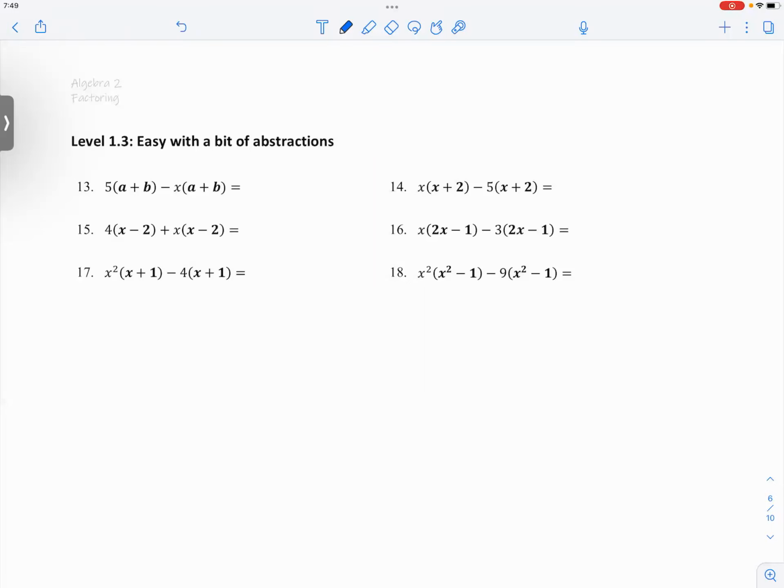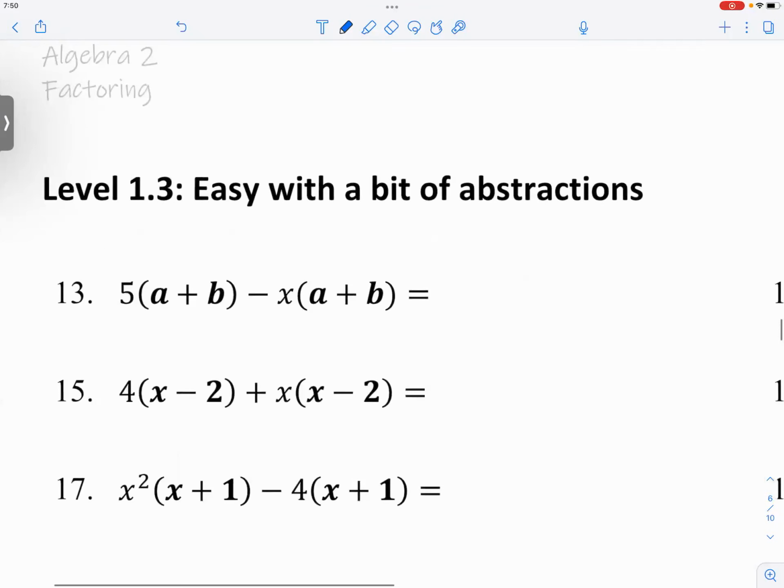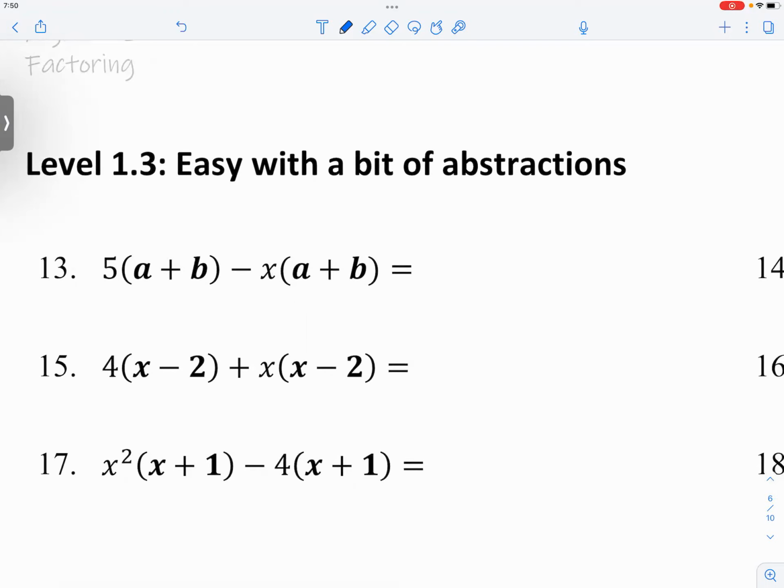This level 1.3 is the part that bothered me for years. And we say, hey, look at number 13. How would you factor it? Now, my teacher would just show me and say, oh yeah, if you factor it, you just do a plus b and then 5 minus x.